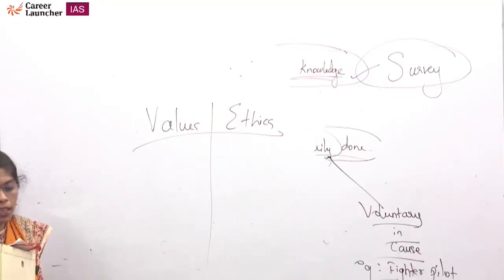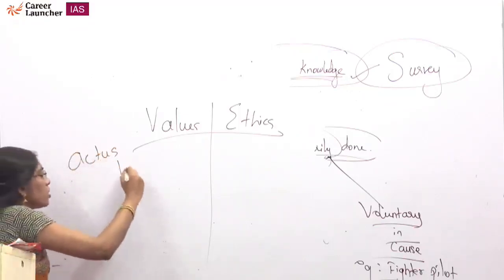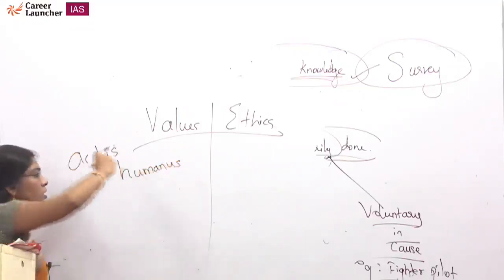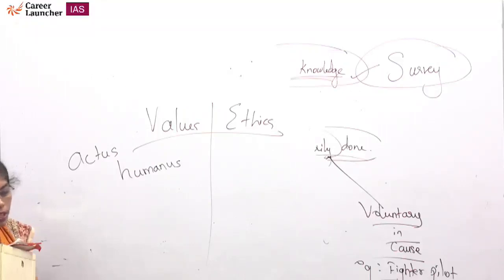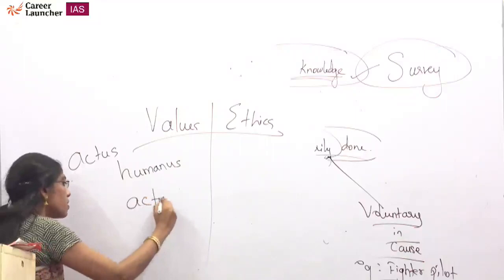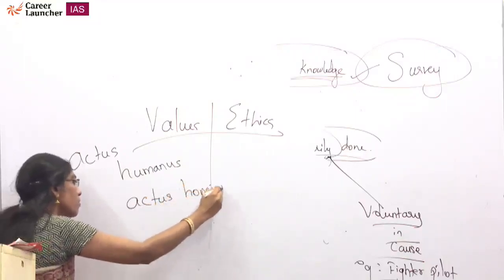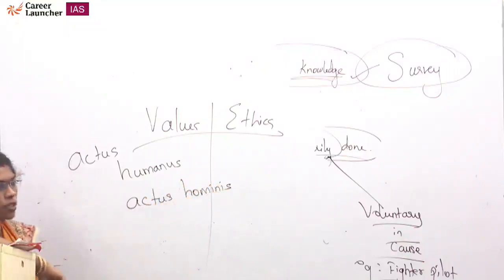Second point. It should be a deliberate human action. So you can write in the bracket, act as humanness. Act as humanness and not undeliberate human action. This we call actus hominis.